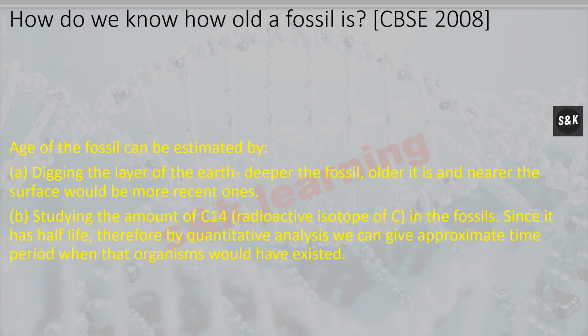How do we know how old a fossil is? The age of a fossil can be estimated by digging the layers of earth. The deeper the fossil, the older it is, and nearer the surface would be more recent ones. Studying the amount of C-14, the radioactive isotope of carbon, in the fossil, since it has a half-life. Therefore, by quantitative analysis, we can give the approximate time period when the organism would have existed.